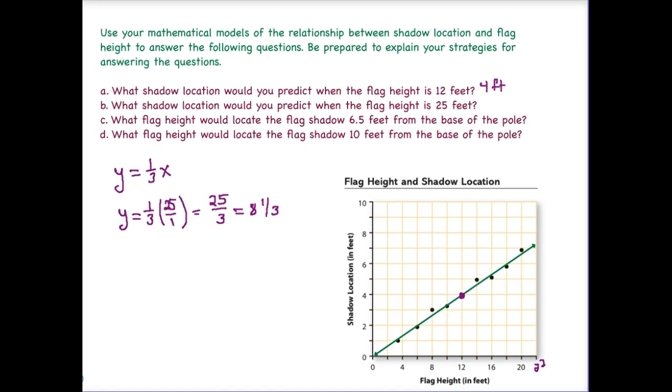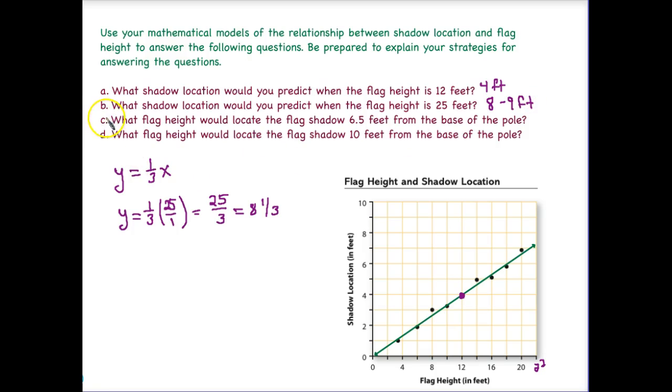If we think back to the question, it asks what the shadow location is if the flag height is 25 feet. If I said the shadow location was 25 over 3, you wouldn't know what I was talking about. So we need to divide this out and get 8 1/3. Now I can better answer this question and say that the shadow location would be somewhere between 8 and 9 feet.